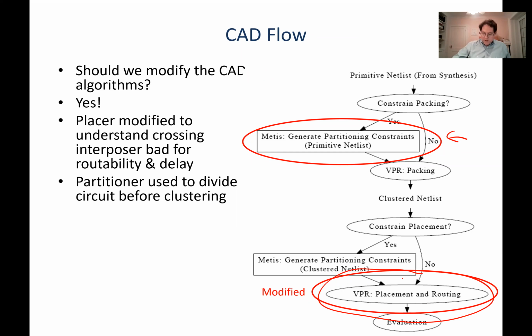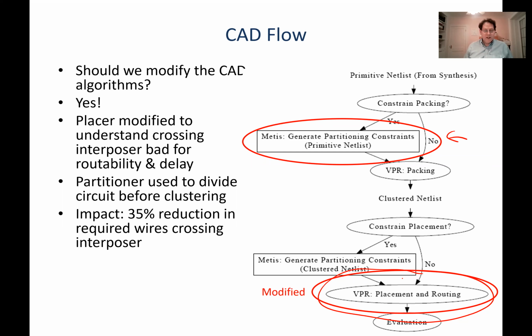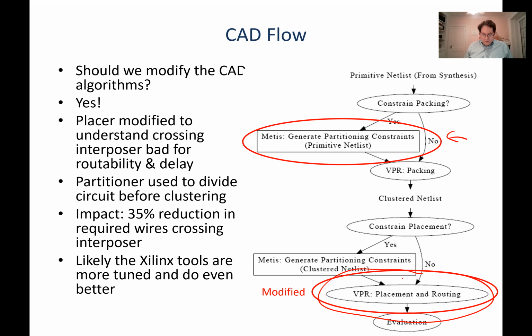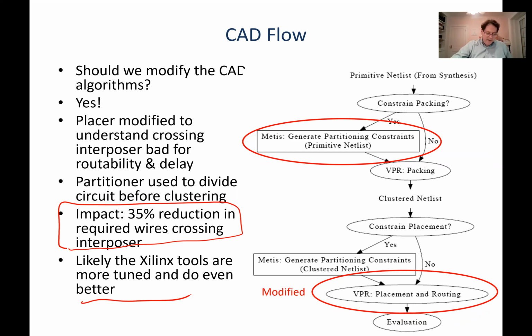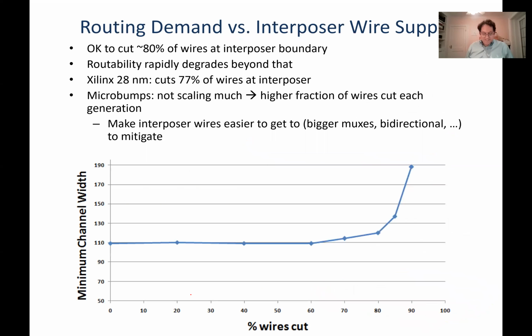And then it's also important that you change the placement engine to understand that crossing certain lines that correspond to leaving the chip are a problem. You should really try to avoid doing that. Okay. I'm not going to go through the details of it. In this paper, those 2 changes reduce the amount of wires that cross the interposers by 35%. So pretty big gain. And the Xilinx tools are almost certainly better tuned than that still, because they've had longer to work on them and a bigger staff.